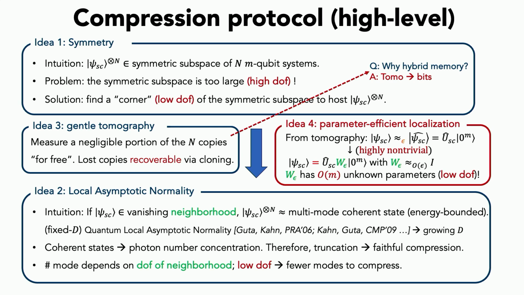To achieve this, we need to find another unitary W, which is also small, close to identity, and which can be described using order of M free parameters. And this step is actually highly non-trivial, but due to time limits, I don't have time to tell you about this. But once we have done this with the help of shallow circuit structure, we can achieve the whole compression. Okay, that's pretty much the idea.